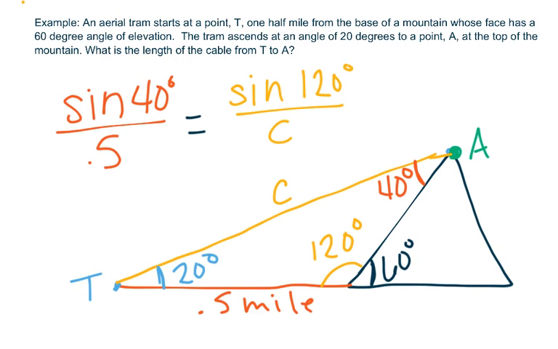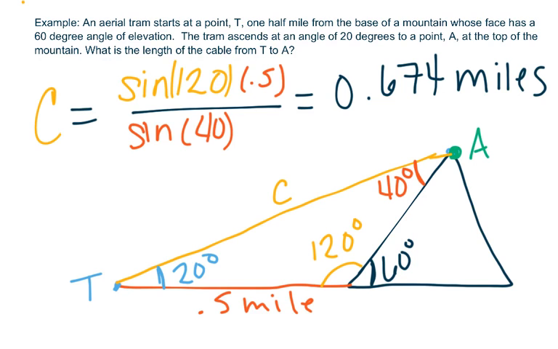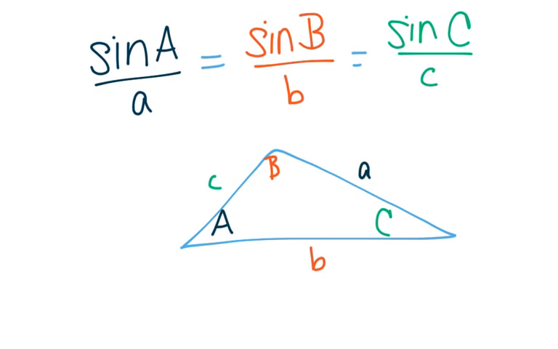Now I can just use my algebra skills here and solve for C. So we have that C equals the sine of 120 times 1/2 mile over the sine of 40 degrees, and I can just pop that in the calculator, double checking to make sure that my calculator is in degrees mode first, and then I can get the value of my side C, which gives me 0.674, and that distance is going to be in miles. So this here is our final answer for this example.